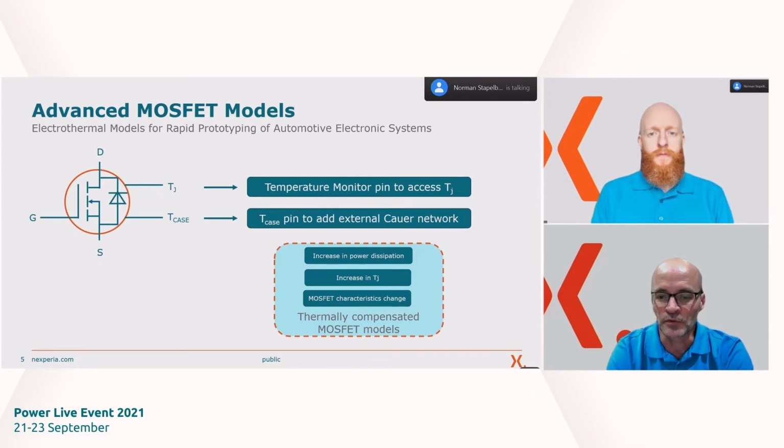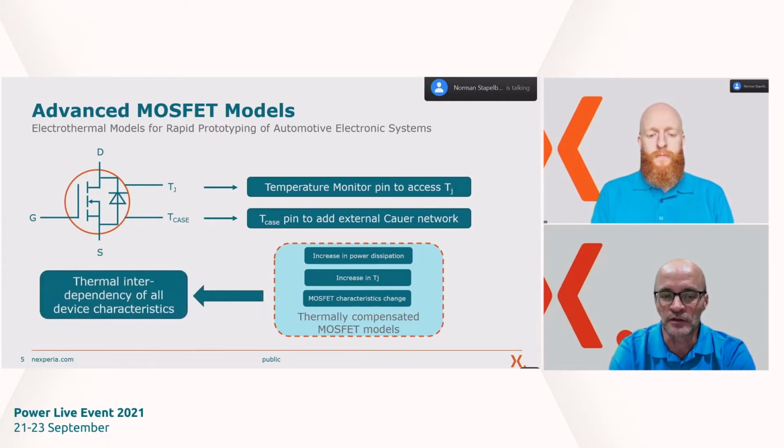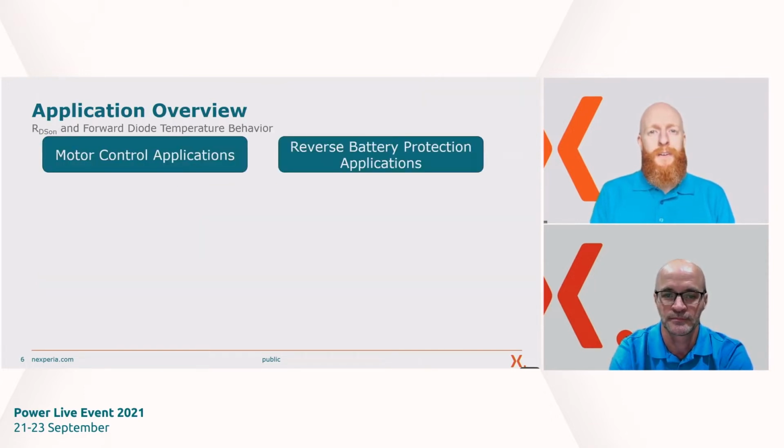So as we all know, when you increase the power dissipation, the junction temperature changes and the MOSFET characteristics change. These new thermally compensated MOSFET models will compensate for any of these variations, now giving you complete thermal interdependency of all the device characteristics. I will now hand over to Andy, who can give you a bit more technical details about these models. Thank you very much, Norman.